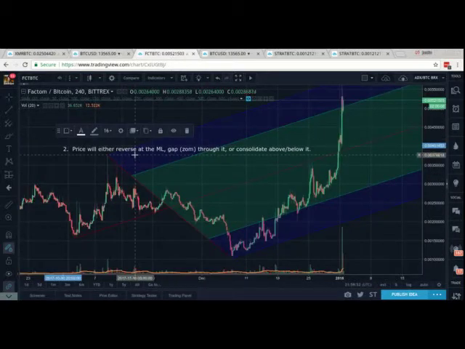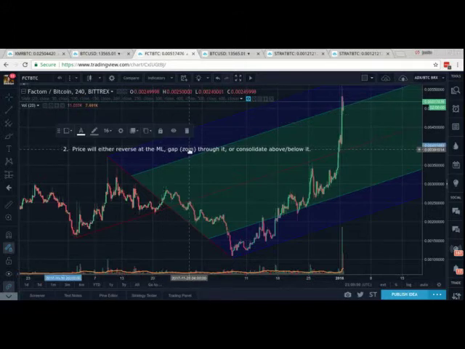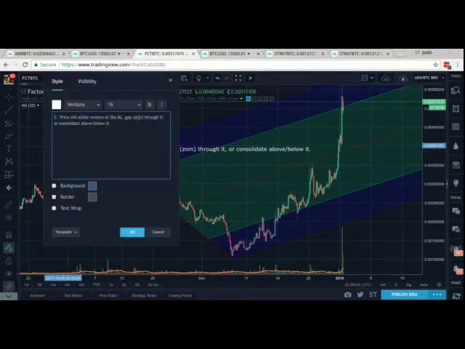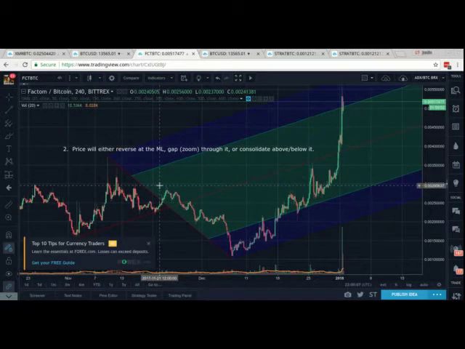So moving on to rule number 2. Price will either reverse at the median line, gap or zoom through it, and I apologize, it's supposed to say zoom, or consolidate above or below the price.